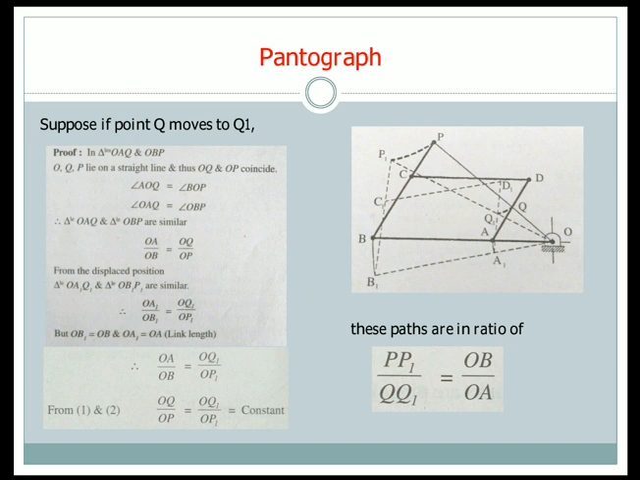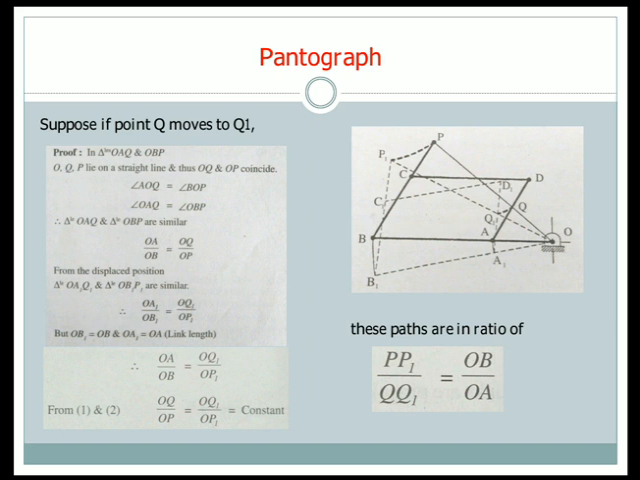So these paths are in the ratio PP1 by QQ1 is equal to OB by OA. From the figure you can see PP1 divided by QQ1. P1 is the new displaced position and Q1 is the new displaced position. P and Q are the initial positions. So we can take the ratio of PP1 by QQ1 and that ratio will be equal to OB by OA. So this is what the pantograph means.